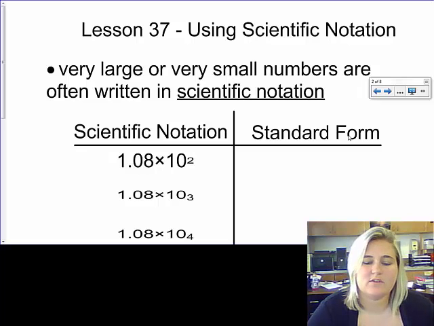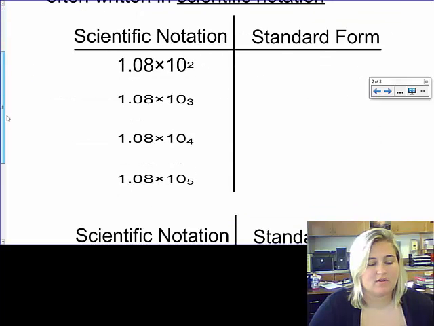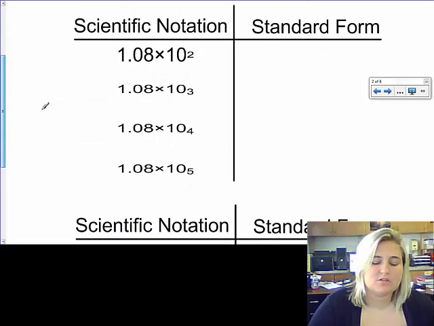Lesson 37, Using Scientific Notation. Very large or very small numbers are often written in scientific notation. So, in this table that they've given us, we have scientific notation and standard form.